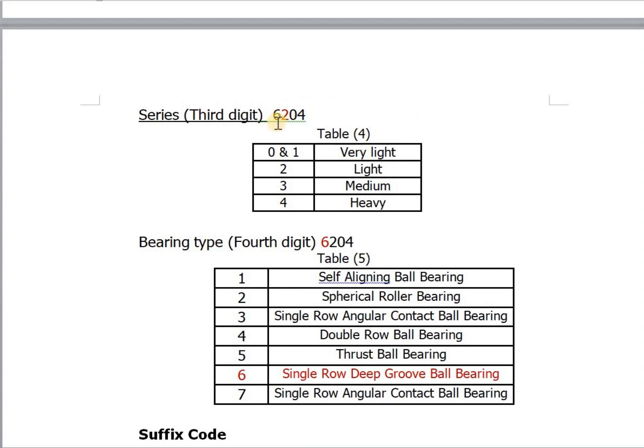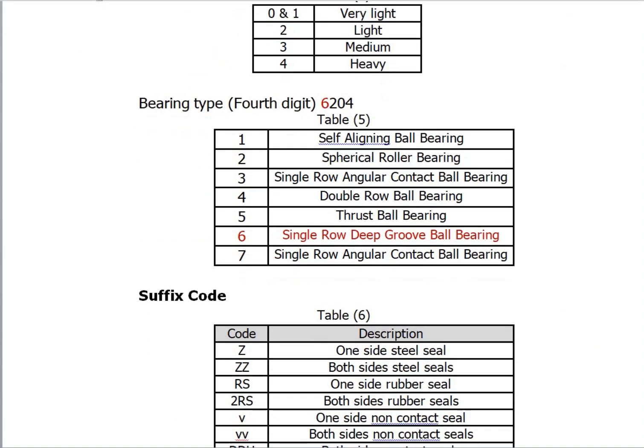As we discussed above, 0 and 1 for the third digit from the right, no problem. 0 and 1 mean very light series, 2 light series, 3 medium series, 4 heavy series. Now for the extreme left number.